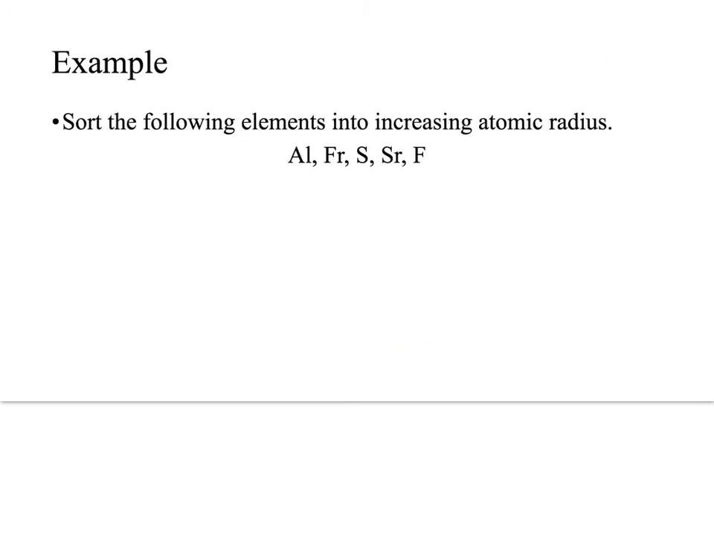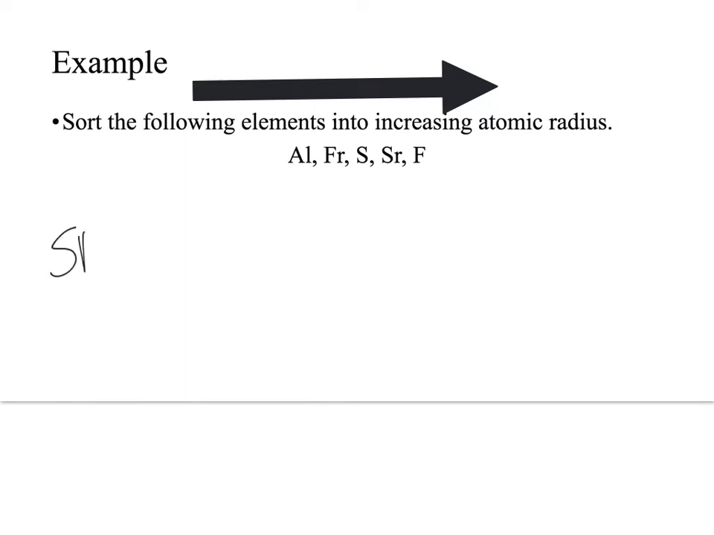So let's practice this. We need to sort these elements into increasing atomic radius. Increasing, by the way, means going from small to big. So that means the first one's going to be our smallest, and our last one will be our biggest. I will tell you that our smallest is going to be francium. But I'd like you to pause the video and tell me what the rest of them would be.